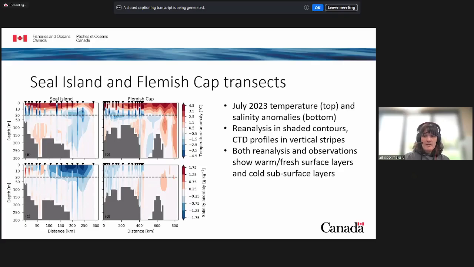In addition to the warm anomalies in the surface, we also see strong fresh anomalies in the surface, particularly at Seal Island in July. Here the fresh anomaly extends 20 meters or deeper and is strongest over the shelf break. That's in the bottom set of panels. And at Flemish Cap, there are also surface fresh anomalies, but in this plot, they're not quite as apparent as later in the season, and they're not as strong as what we see at Seal Island in July.